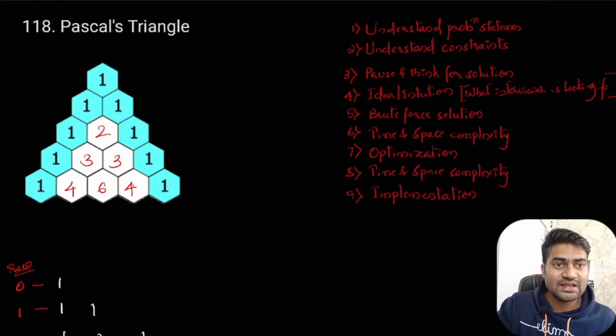It depends on the row number that comes as the input. Based on that, we will have to generate that many rows which form this particular Pascal's triangle. So this is basically the understanding of what Pascal's triangle is. Now we have already seen the constraints. You can pause the video and think about a possible solution, and if you don't get any solution, you can come back and continue watching this video.